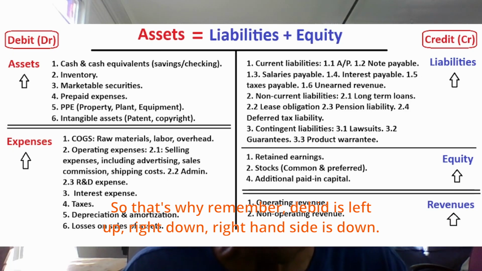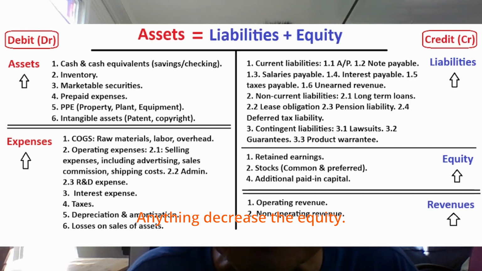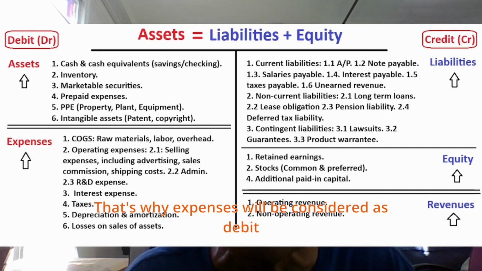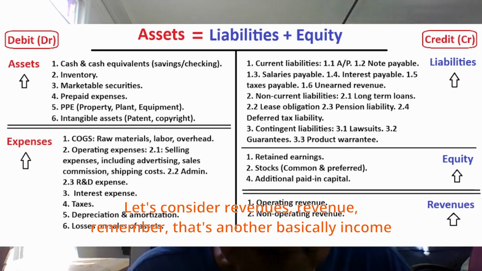So that's why, remember, debit is left up, right down. The right-hand side is down, so equity is down. So anything that decreases the equity, that's why expenses are considered a debit.